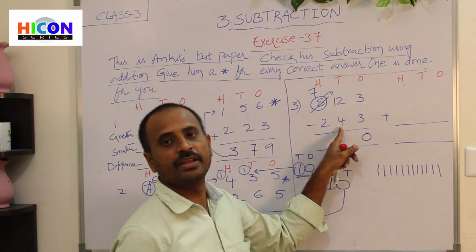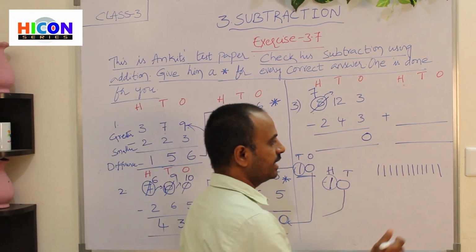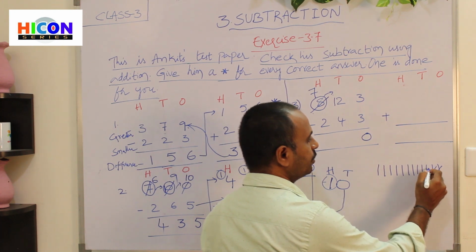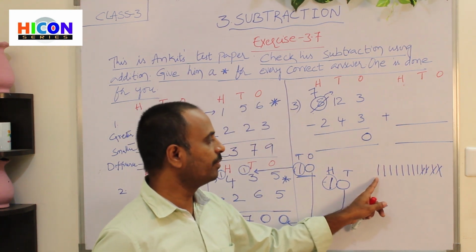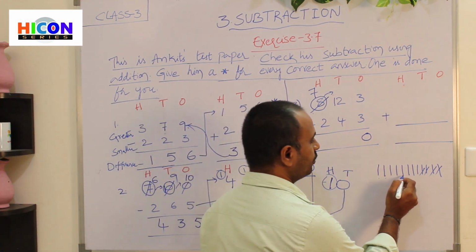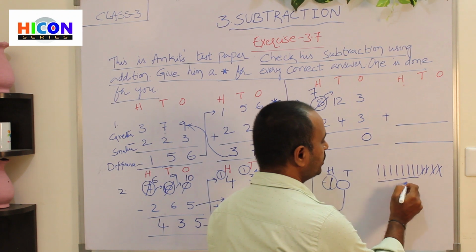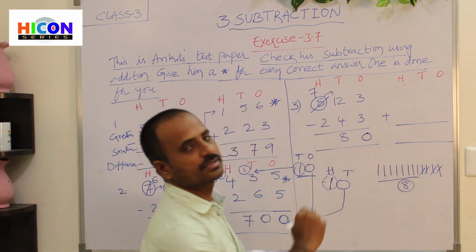And what is the second number here? 4. So strike off 4 lines among 12 lines. So strike off 4 lines. 1, 2, 3, 4. I have struck off 4 lines. Children, how many lines are there? 1, 2, 3, 4, 5, 6, 7, 8. So there are 8 lines remaining. So write 8 under tens place.